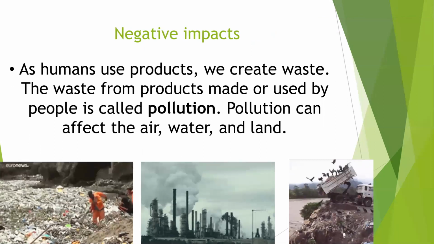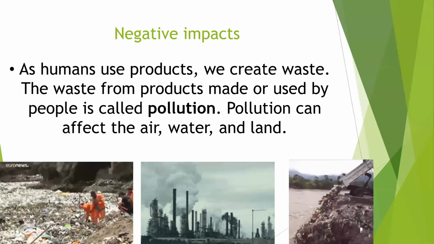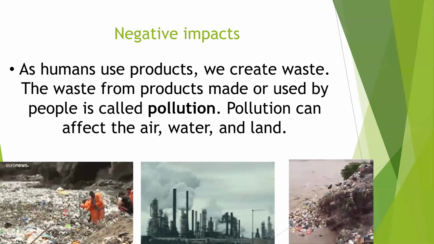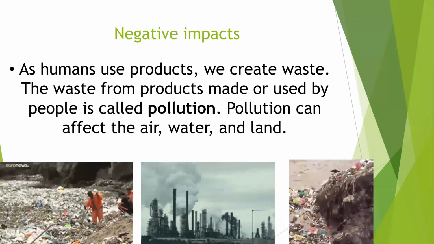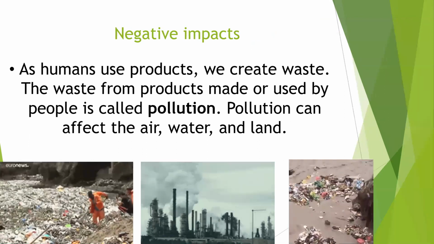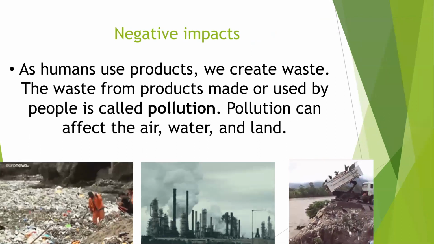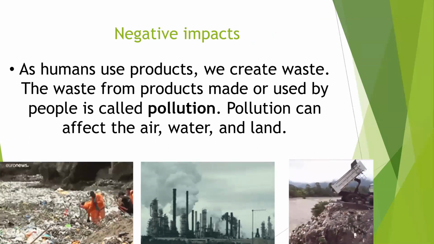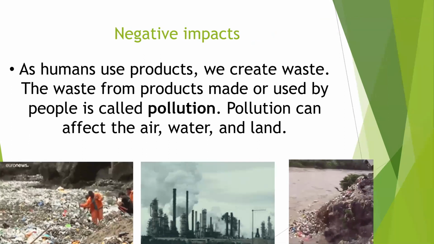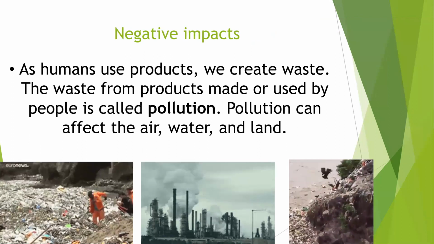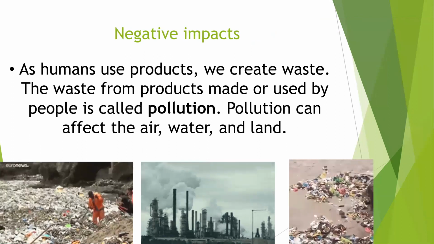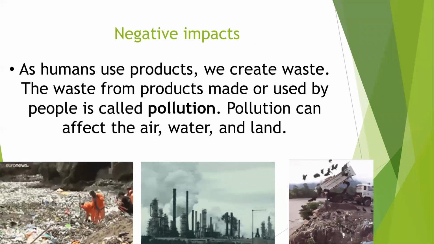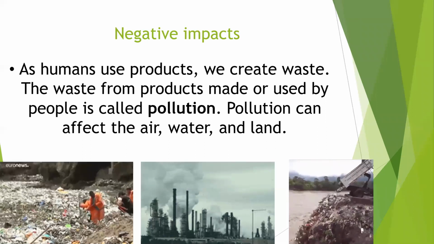Now, let's talk about the negative impacts. So as humans use products, we create waste, okay? The waste from products made or used by people is called pollution. Pollution can affect the air, water, and land. And then these are a couple of examples of forms of pollution, okay? This, I think, is the ocean, and then you have people dumping. So that's all pollution in the air, on the land, and in the water there.